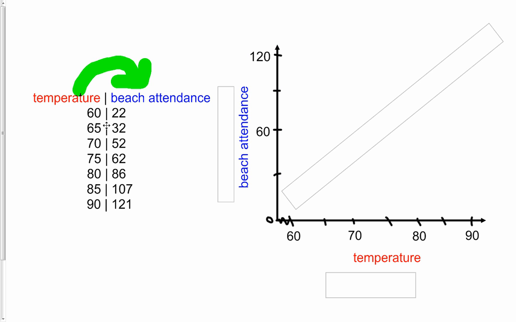And then you go through and you plot each of these points individually. So you look at 60 degrees at 22 people, and you plot a point there. 65 degrees, 32 people, plot a point there. And so forth until you've plotted all 7 of these values. So I have my 7 values, and it looks like it forms a pretty straight line. So in this example, my correlation will be very good.